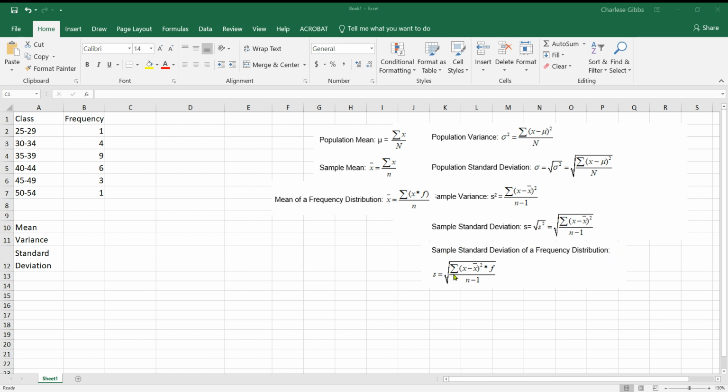So, I'm looking at the formula. In Microsoft Excel, I'm going to have to use the formula to put my information into the spreadsheet to calculate my sample standard deviation of a frequency distribution. So we're using Microsoft Excel today. We have the square root of the sum of our data entry x minus the mean, squared, times frequency, divided by n minus 1. That's the formula we're going to use.